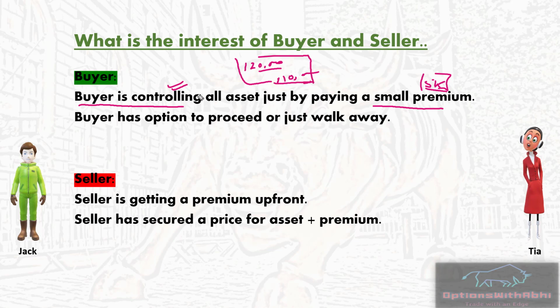So this is called exercising the option. If he comes back and continues with the deal, that will be called exercising of the option. So by paying a small premium of 5,000, he is now controlling the whole asset.